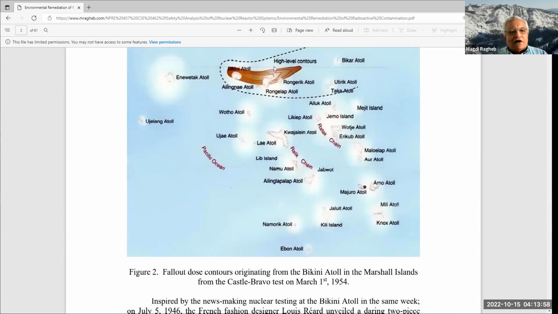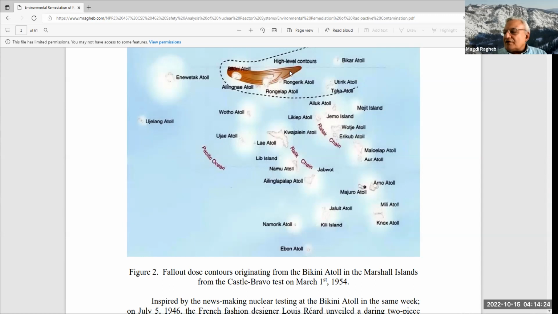And in that case, the fallout, or the radioactivity, these are the contours for different doses of radioactivity, fell on other atolls and islands unexpectedly, and those islands were inhabited by people. So people were affected, and not some, but a major amount of radioactivity really settled on those islands.